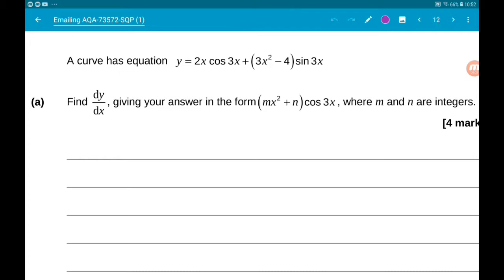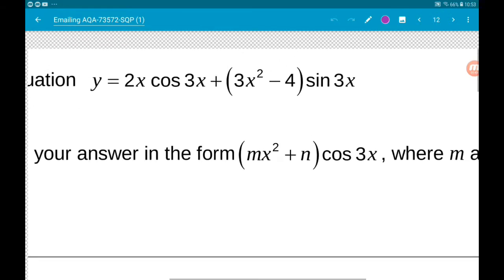Question 8. The curve has equation y equals 2x cos of 3x plus (3x squared minus 4) sine of 3x. We want to find dy by dx, giving our answer in the form mx squared plus n cos of 3x, where m and n are integers. So there is going to be a lot of chain rule and product rule differentiation here. So let's break it down.